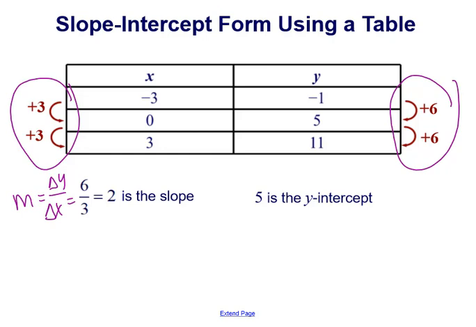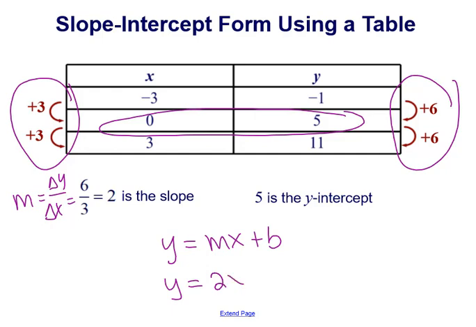Then the y-intercept is the y value where x equals 0, which we can see directly from this second row in the table. So 5 is the y-intercept. So we would be able to write the equation of this line, of this table, in slope-intercept form, y equals mx plus b. So the equation would be y equals 2x plus 5.